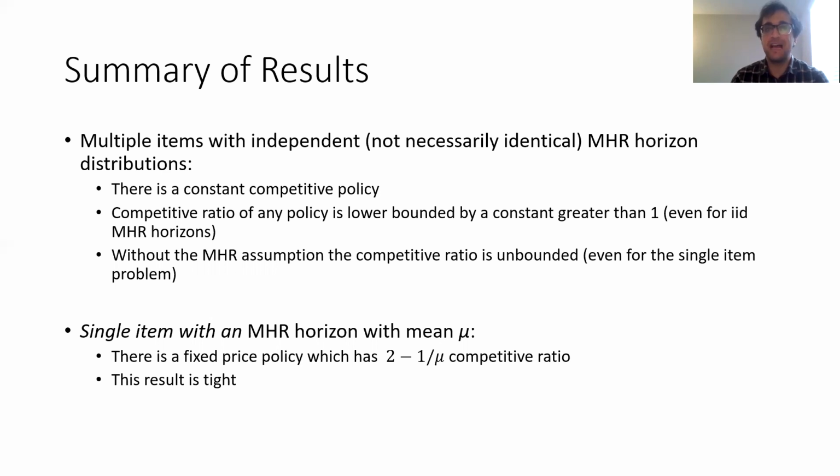And also we can show that if we don't have that MHR assumption, then there are instances such that the competitive ratio is unbounded. So we cannot hope for a constant competitive ratio. We also consider the more specific single item setting, and we show that for this setting, there is a fixed pricing policy which has a 2 minus 1 over mu competitive ratio, where mu is the mean of the MHR horizon distribution. We also show that this result is tight for the single item setting, which means that for each mu, there exists an MHR horizon distribution with mean mu, such that no policy is better than 2 minus 1 over mu competitive.